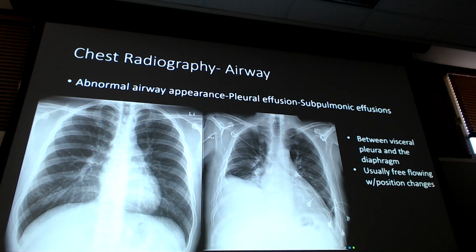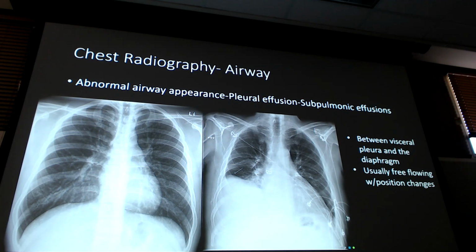Subpulmonic effusions are between the visceral pleura and the diaphragm, usually free-flowing with position changes. You'll see why that's important here in a little bit when we get to some of the other slides, okay? So almost all pleural effusions are going to be in the subpulmonic location beneath the lung, between the surface of the diaphragm, and that's kind of where we're at right here, in the lung tissue. Subpulmonic, below the pulmonary tissue, okay?